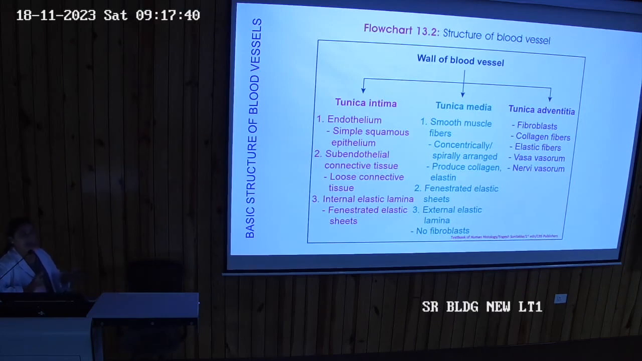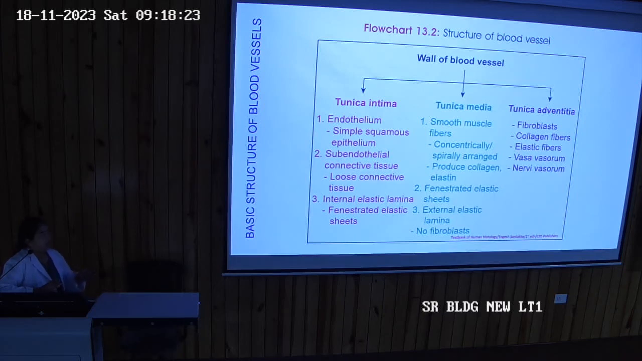Tunica media keeps on differentiating in different types of arteries and veins. There can be elastic fibers, there can be muscular fibers, depending on which type of blood vessel it is. If it is a muscular artery, there can be more muscle cells. If it is an elastic artery, then more elastic fibers will be there. So it consists of smooth muscle fibers, elastic fibers, collagen. Then you have fenestrated elastic sheets in the tunica media after the muscle layer or the elastic fiber layer. And then you have the external elastic lamina. So the internal elastic lamina is a part of tunica intima, and the external elastic lamina is a part of tunica media.